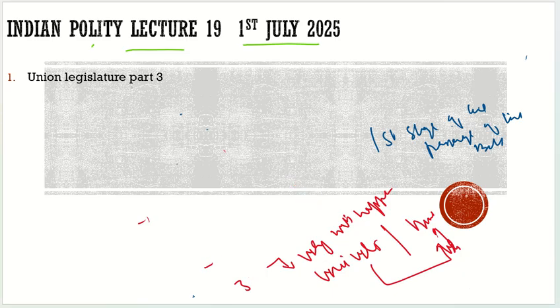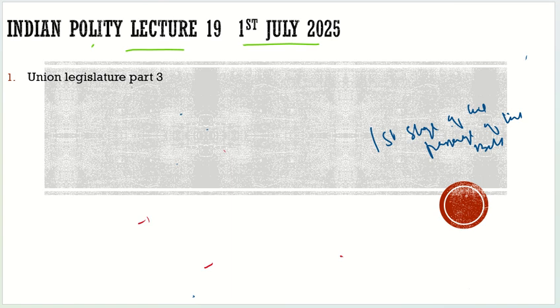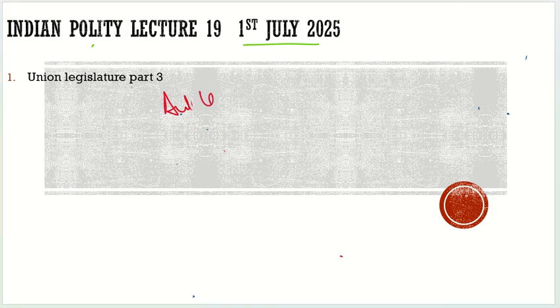As we are discussing it, with respect to money bill, there are two important articles which are important for us to understand. One is Article 109 and Article 110 of the Indian Constitution. Article 109. What does Article 109 talk about? It talks about the procedure of the money bill.